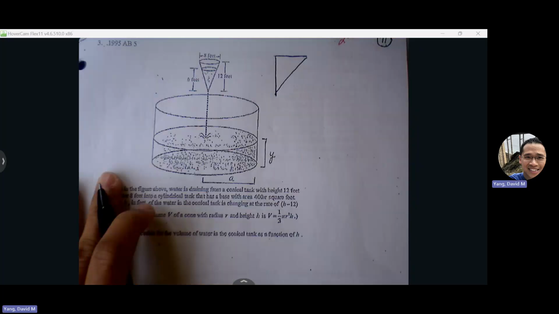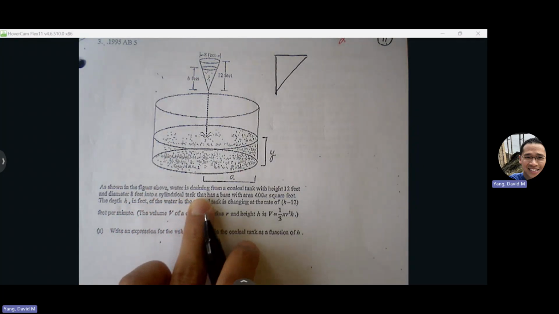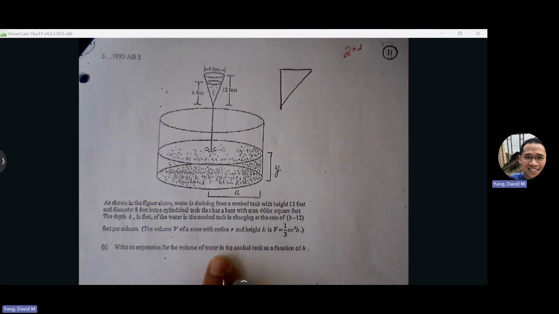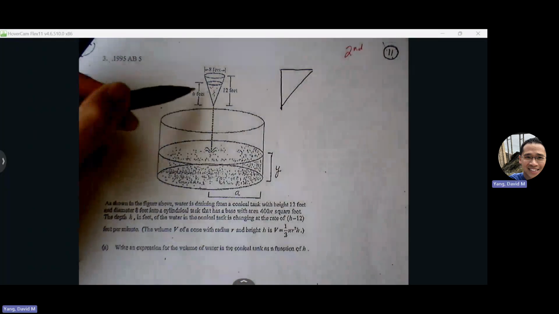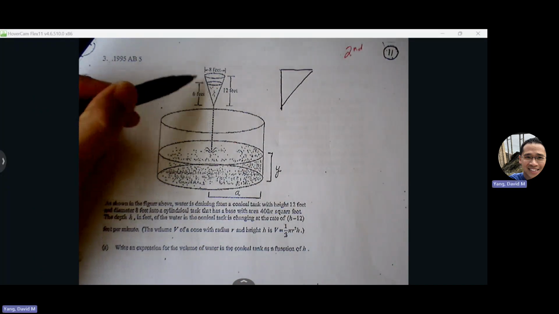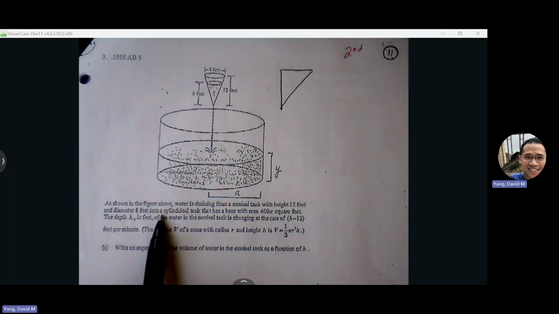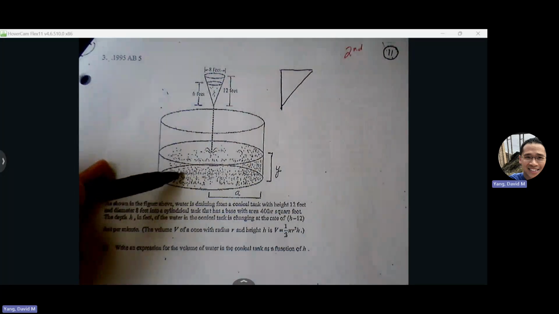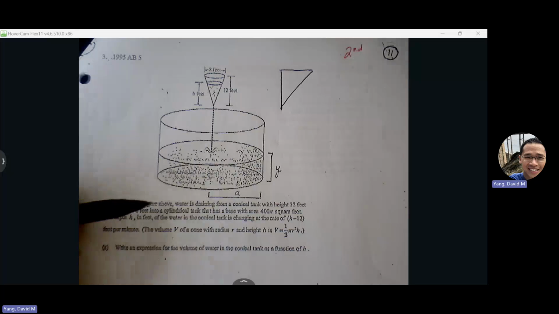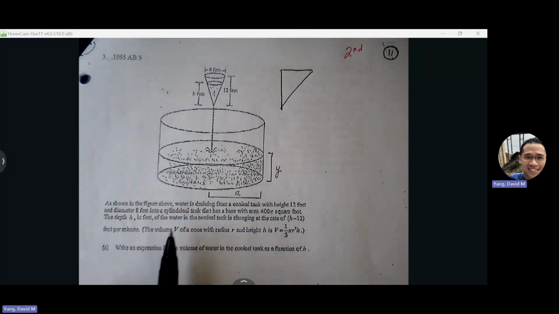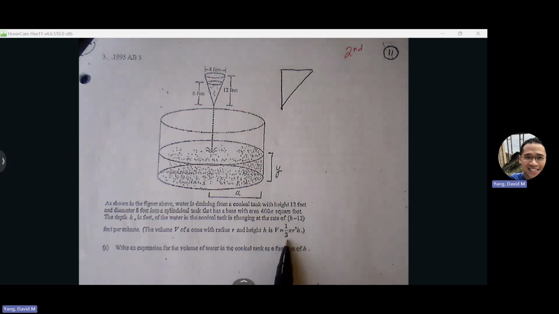So the problem reads, as shown in the figure above, water is draining from a cone tank with the dimensions provided and into a cylinder tank, and it has dimensions as well. The depth h is changing at a rate of h minus 12. The volume of a cone is 1/3 pi r squared h. Write an expression for the volume in terms of h.